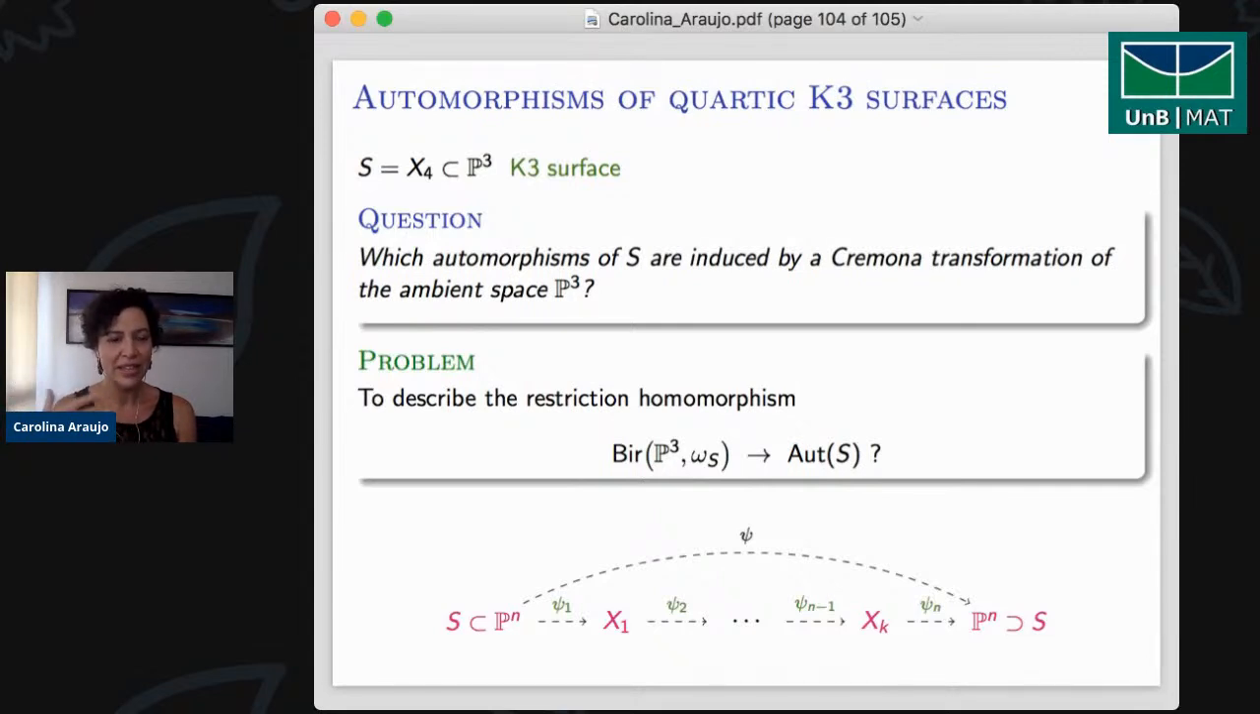However, its very existence marks some curves on the K3 surfaces. The idea is that each of these elementary links is marking a curve, and these curves must have some very special properties. So we hope that by understanding better K3 surfaces and the curves that live on them, we can have at least some necessary condition for an automorphism to be induced by a Cremona transformation of the ambient space.